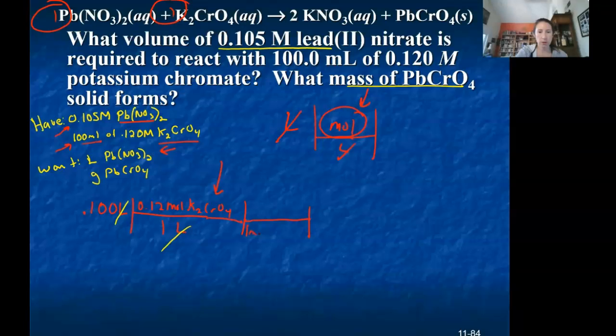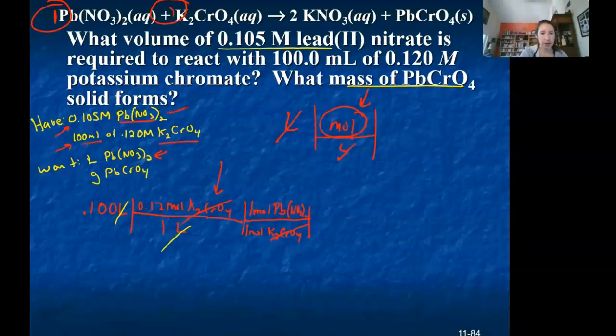So there's 1 mole of K2CrO4 to 1 mole of where we want to go. We want to go to Pb(NO3)2. I just use this right here, so now I have a mole ratio. At least we're at Pb(NO3)2, that's the unit I want. The question is, how do I go to liters of Pb(NO3)2?